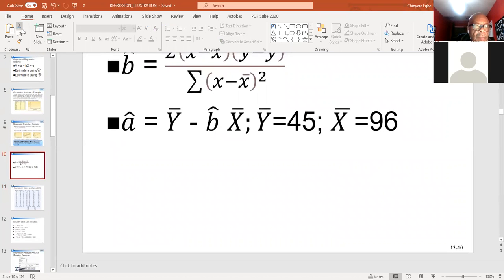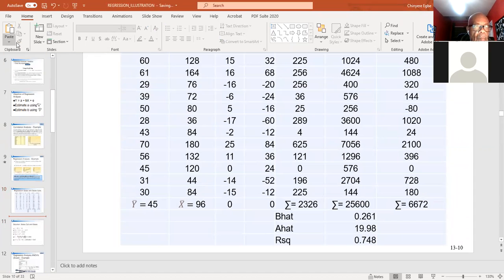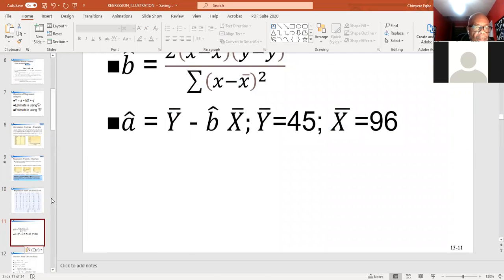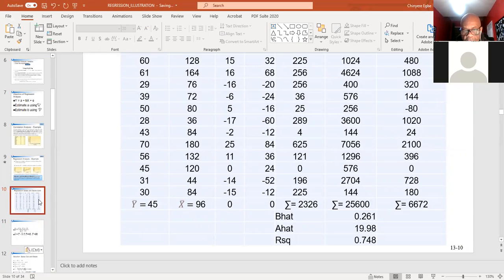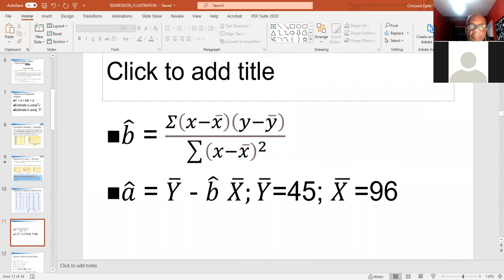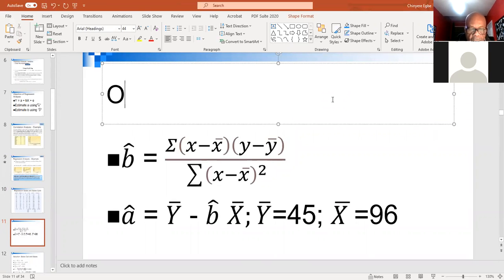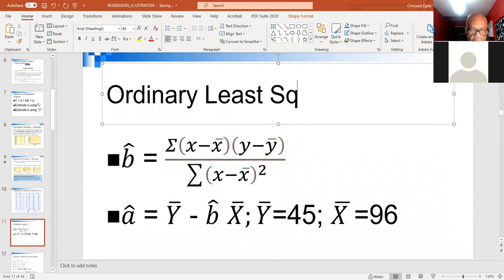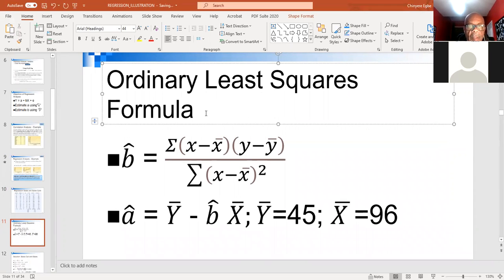I'm going to switch this. All right. Now, I'm going to show you this, and then we're going to walk through an example. The mathematical method we use for ordinary least squares, this is the ordinary least squares formula.